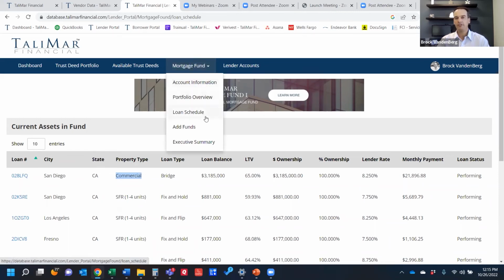Now you also have the option to add funds. So if you're currently invested or you want to invest in the mortgage fund, you can select add funds and go ahead and submit your pledge. And you also have access to the executive summary. So if you're thinking about investing in the fund, but you want to review more information, feel free to select executive summary and you'll be pushed to a page where you can submit that request.